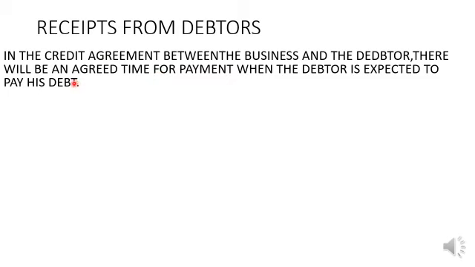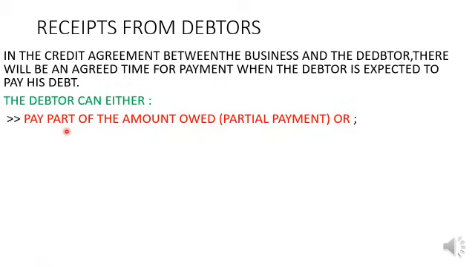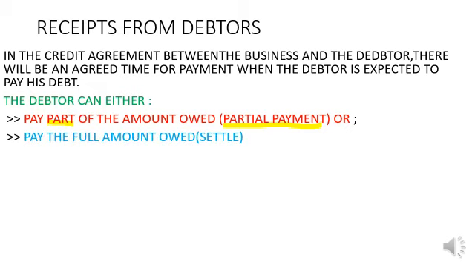Remember, debt here refers to what? The amount that the debtor owes the business. So when the debtor pays, the debtor can either pay part of the amount. When a debtor pays part of the amount, we refer to that as what? As partial payment. What does that mean? It simply means that the debtor has not paid the full amount. Let's say he was owing 2,000 and he has paid 500. That's a partial payment. Or the debtor can also pay the full amount.